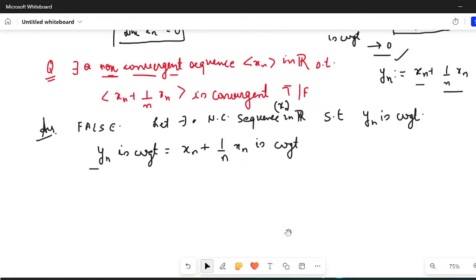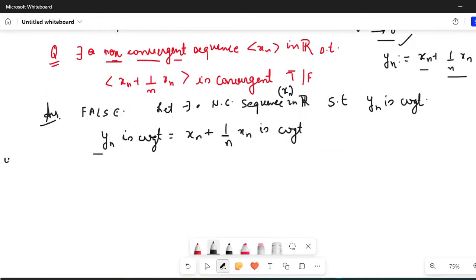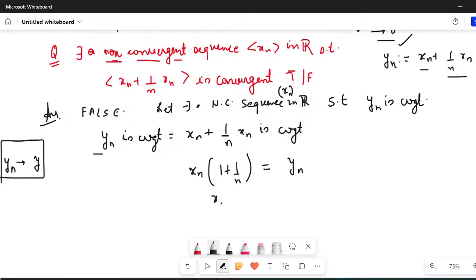Now you see, if yn is convergent, it implies yn must converge to some limit, let us say y. And if yn is convergent, then this should be convergent because yn is after all equal to this. So if I take xn common out, xn times 1 plus 1 upon n equals yn. It implies xn should be equal to yn upon 1 plus 1 upon n. And since n tends to infinity, 1 upon n tends to 0, this converges to y.